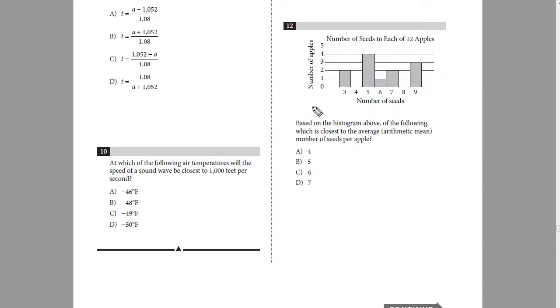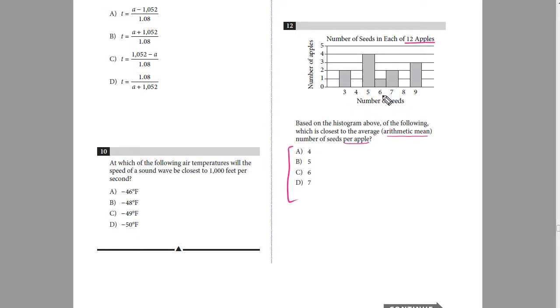Question number 12. Based on the histogram above, which of the following is closest to the average arithmetic mean number of seeds per apple? So we have to look for the average or the arithmetic mean first for this histogram. Now the total number of apples here are 12, and in 2 apples there are 3 seeds, in 0 apples there are 4 seeds, in 4 apples there are 5 seeds.